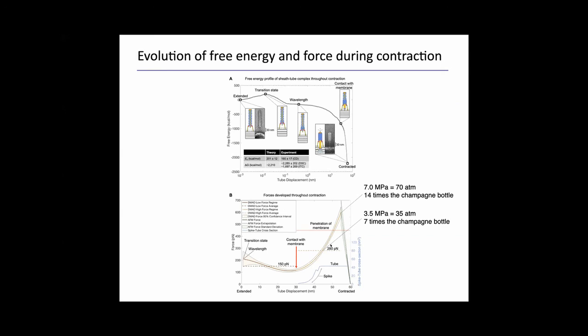And so we like to measure things in champagne bottle pressures, and so I have to tell you, this is about 7 times the champagne bottle pressure, so it's about 35 atmospheres, and this is 70 atmospheres. But again, this is a micro world, and this is the pressure that's exerted by the spike on the tube on the membrane.